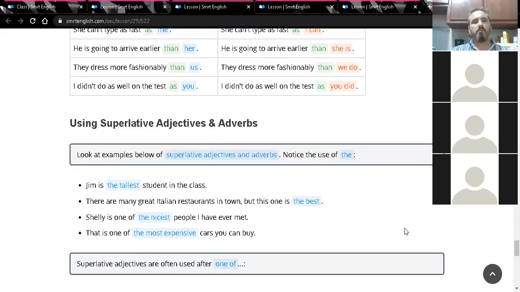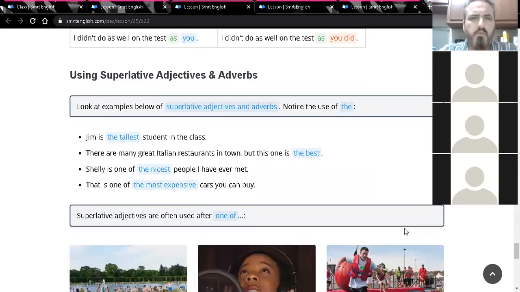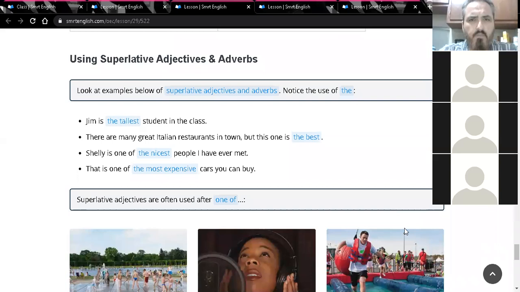Now, using superlative adjectives and adverbs. Look at the examples below of superlative adjectives and adverbs. Notice the use of the. Jim is the tallest student in the class. That's what I told you. You have to keep in mind that the is always going to be there when you're using superlatives. Is the tallest. What does it mean? That talking about Jim's class, there is nobody taller than Jim.